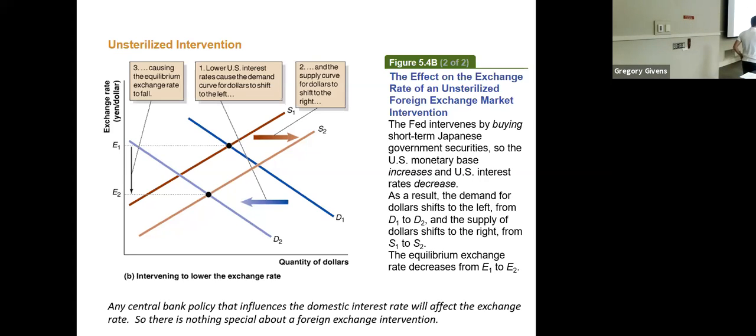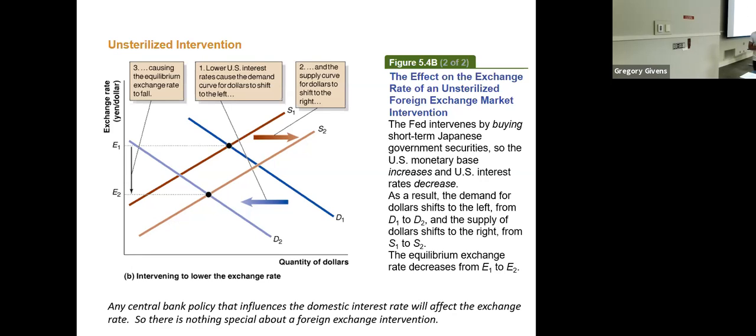So this last point, maybe you already know this, but any central bank policy that influences the domestic interest rate will also affect the exchange rate. Actually, that is an important point. Let me emphasize that. It doesn't have to be a foreign exchange intervention. There's nothing special about a foreign exchange intervention, a purchase or sale of international reserves. Any central bank action that affects interest rates domestically versus abroad is going to have the impact of changing exchange rates.